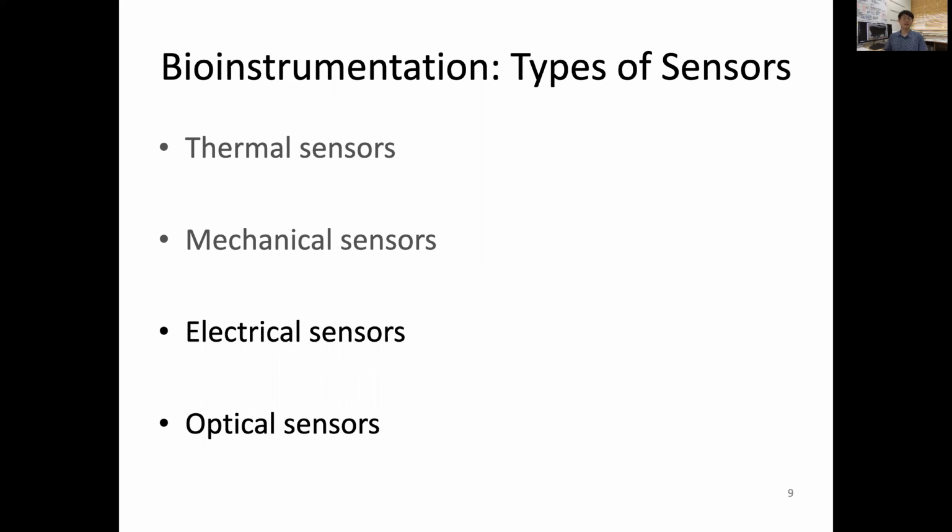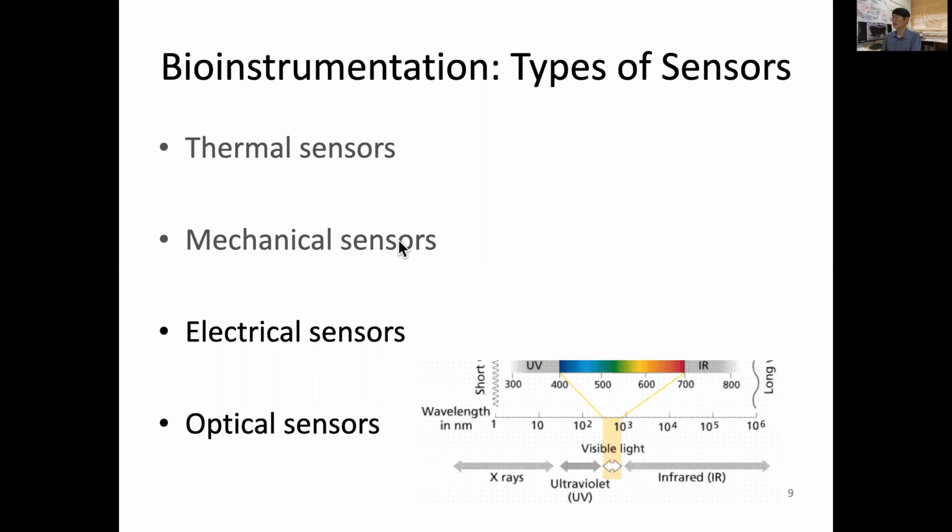Hi, now let's discuss the remaining types of sensors for bioinstrumentation: electrical sensors and optical sensors. First, I want to describe the electromagnetic spectrum, which is described in this rough diagram, from shorter wavelength to longer wavelength. All electromagnetic waves are produced by electron acceleration, especially periodical motion.